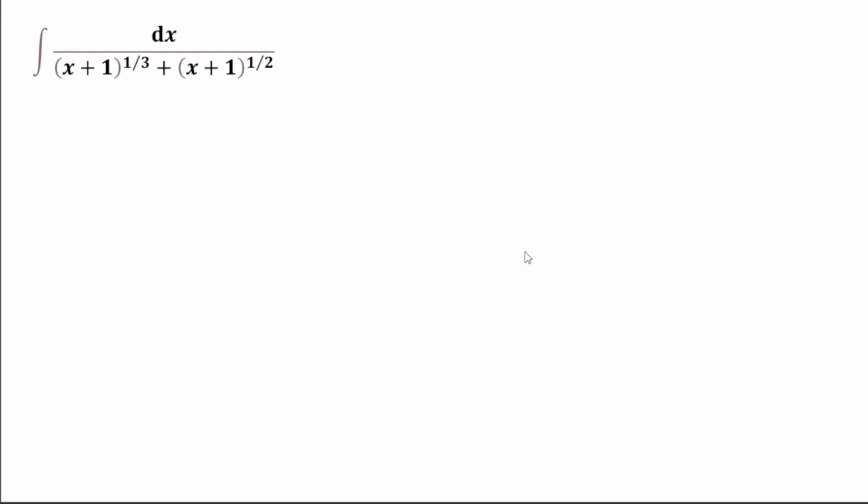Hello, we have this tricky integral in our part, not so tricky once you go through it, but for now, let us see how we can solve it. Okay, so what you see is there is this term x plus 1, right? x plus 1 to the power 1 by 3, and x plus 1 to the power 1 by 2.